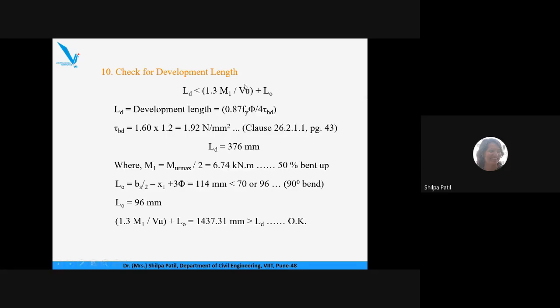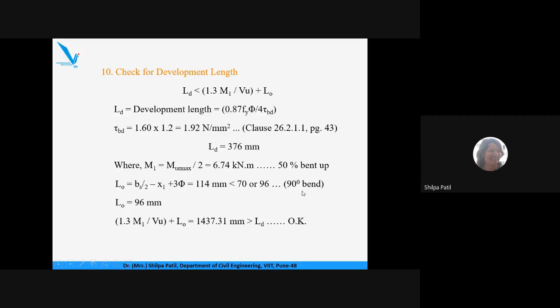VU will remain the same because at the support, the VU value, whatever is the actual shear force acting at the support, the same value we have to use here. L0 calculation: now L0 is actually the calculation of hook allowance and the X2 value, that is the anchorage length value. Okay, so the X2 value is calculated by making use of this formula which we have already discussed yesterday.